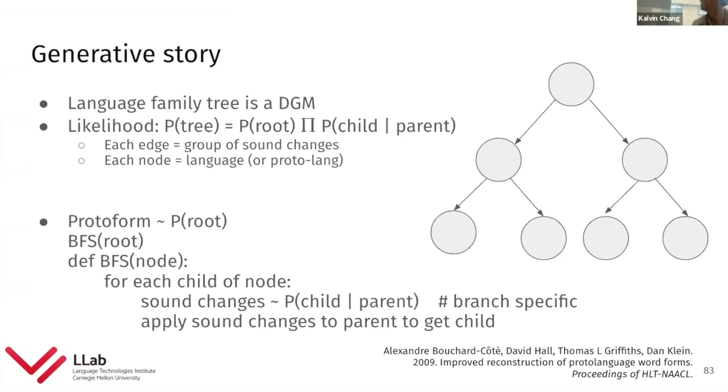Great. And if you're curious about the generative story, what happens is we sample a protoform from the root, and then we perform breadth first search on that tree, where for each child of the node, we can sample a series of sound changes from the probability of the child given the parent, and we can decide whether or not to apply the sound changes to the parent to obtain a child. We repeat this for each level of the tree, starting from the root. Now, of course, I've omitted the details of BFS for brevity, like checking the frontier, for example.